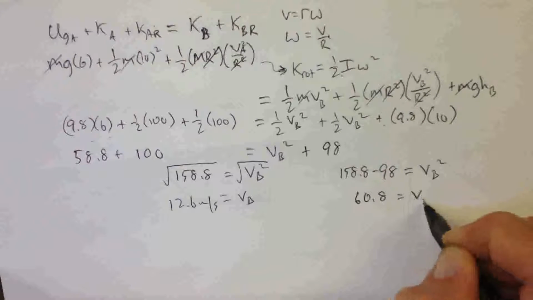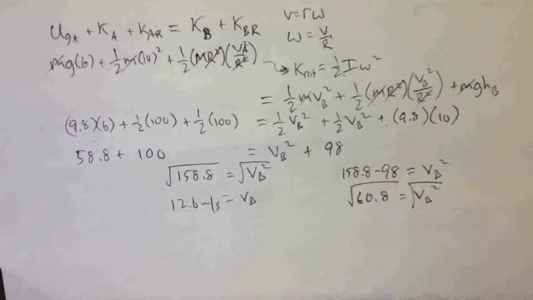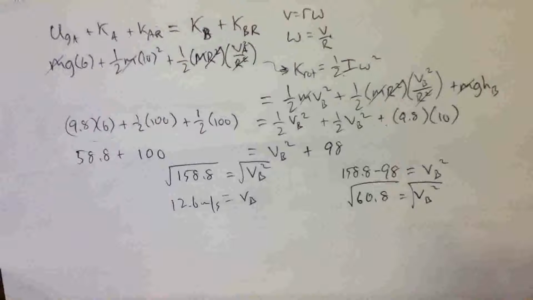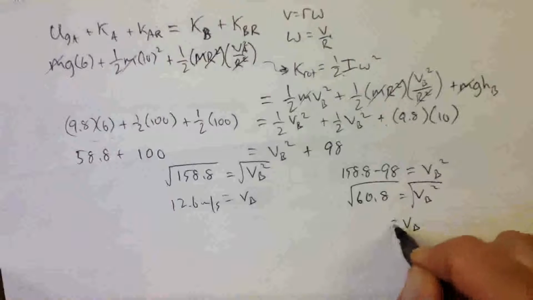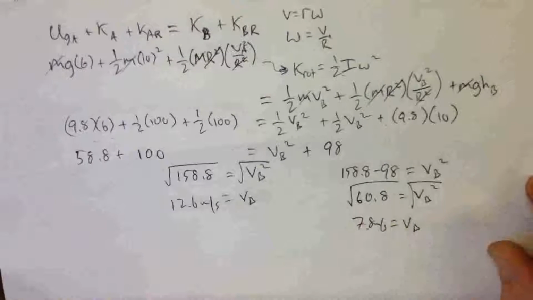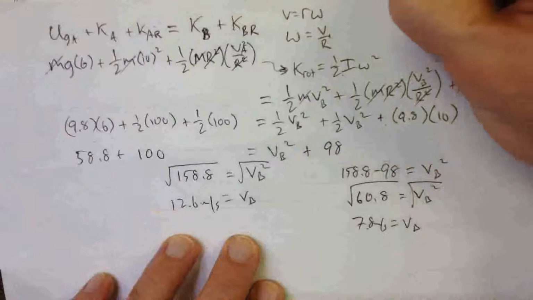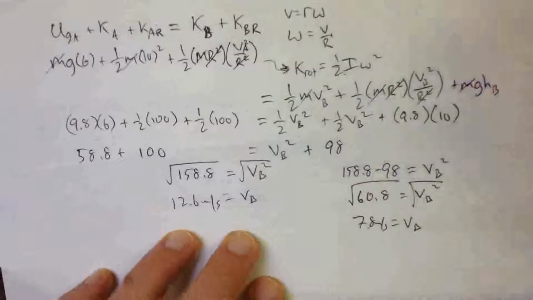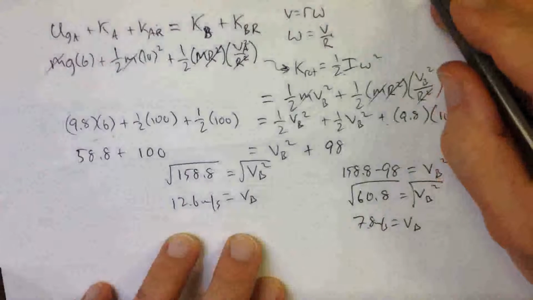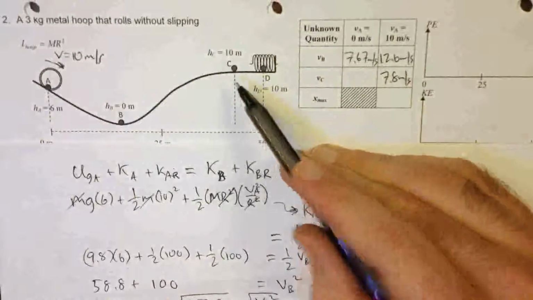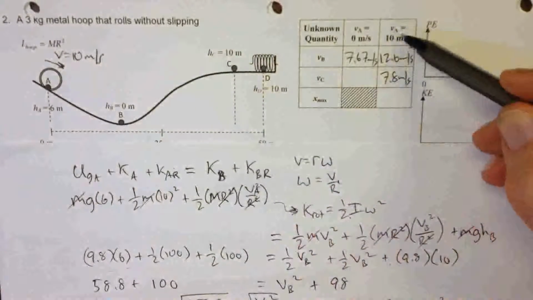Hope I did my math right there. I'll take the square root of both of those. Oops, I messed up there. Square root, 7.79, or we'll say 7.8. There it is. 7.8 meters per second at point C. Okay, so it is slower than where it started at point A, because it's up at a higher height. So it's slower than at point A.